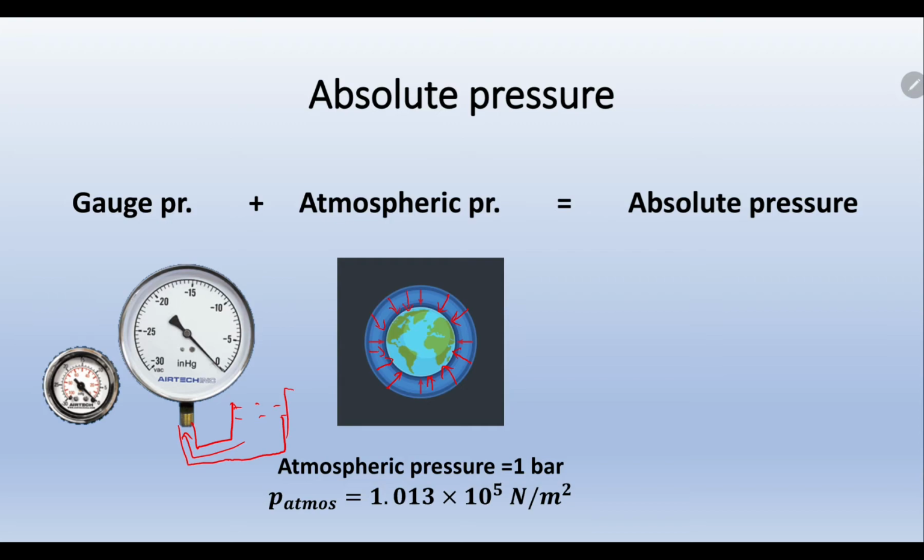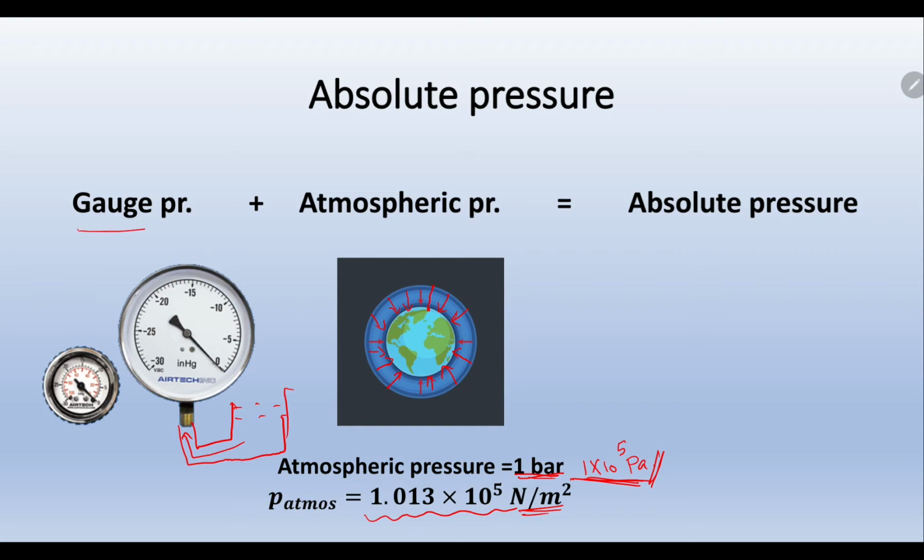If you take a column of air exactly above our head, reaching all the way from where we are to the top of the atmosphere, the total pressure is 1 bar. 1 bar is nothing but 1 × 10^5 pascals. This is what we usually use, but the more accurate value would be 1.013 × 10^5 newtons per meter squared, or pascals. It's the same, so I would usually use 1 × 10^5 pascals.